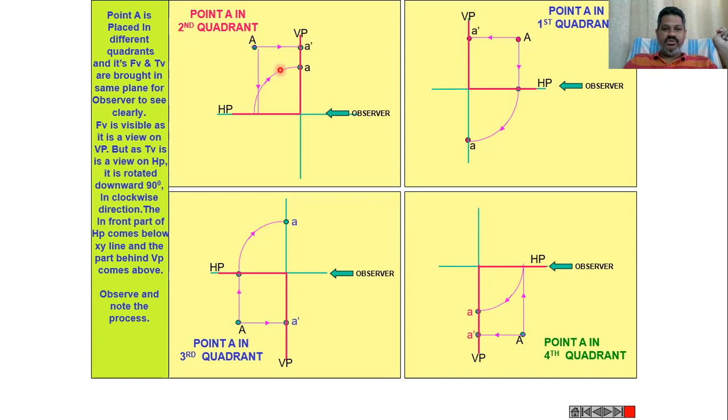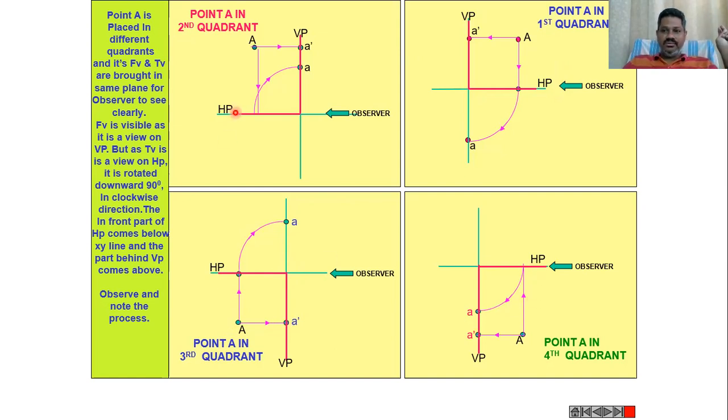In the second quadrant, when the point is in the second quadrant, the front view and top view will come above the XY line. When the point is in the first quadrant, the front view and top view of the point will come below the XY line. When the observer is in the first quadrant, when the point is in the first quadrant, the top view will come below the XY line, and the front view will come above the XY line. When the point is in the third quadrant, it is vice versa to the first quadrant. The top view will come above the XY line, and the front view will come below the XY line, like this.